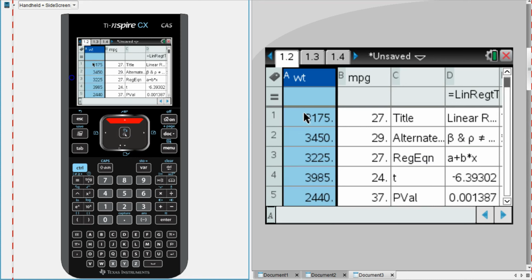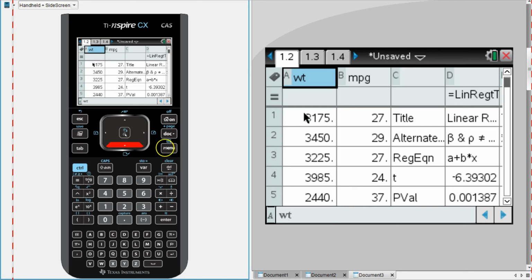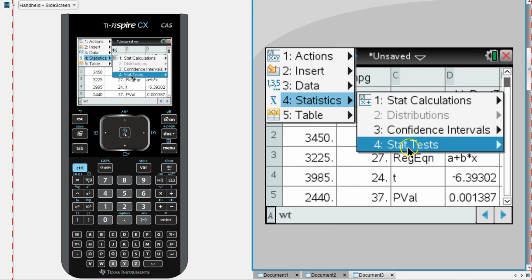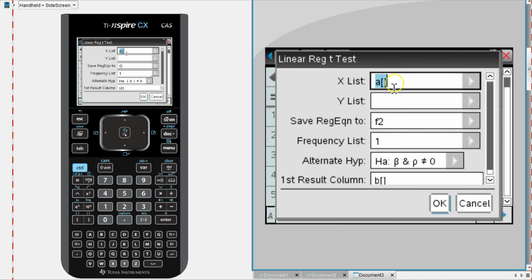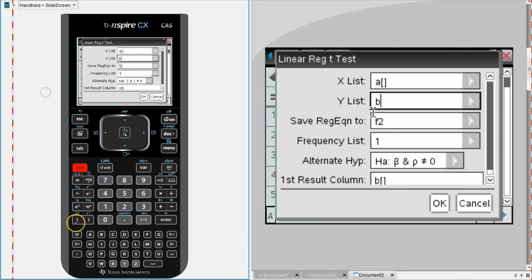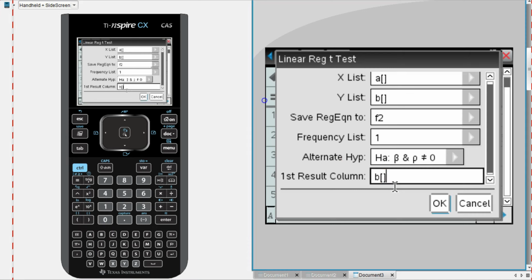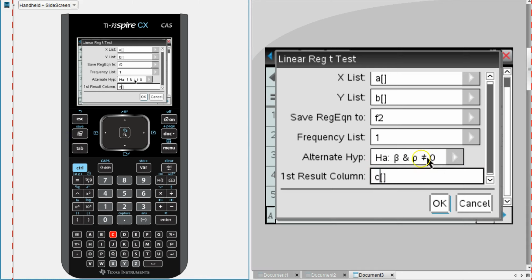All right, so to run the test, I'll just recap and do a quick review. Statistics, it's a test, and it's linear regression t-test. X-list was in A, Y-list in B, and put the results over in at least C. And then we were running whether rho is equal to, or not equal to 0 is the alternative, basically proving if it's not equal to 0, we're proving that there is a linear correlation, there's some relationship.